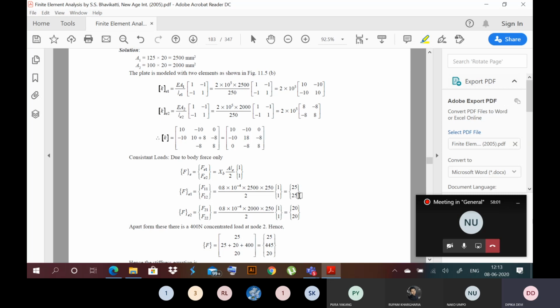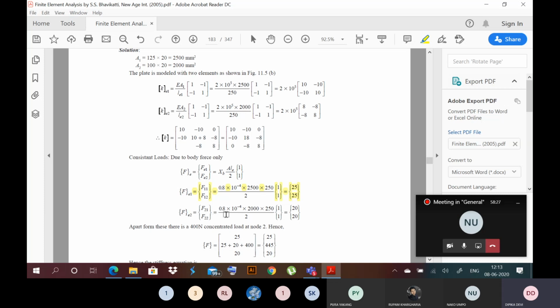So if you multiply, you will get 25. It is in Newton. So 25 Newton is the contribution of the body force for element 1 at node 1 and at node 2. So this is at node 1 and this is at node 2. So we got the body force vector for element 1. Similarly, we can find the body force vector for element 2. This is for element 1, and this is for element 2.